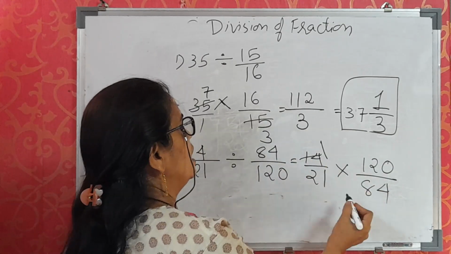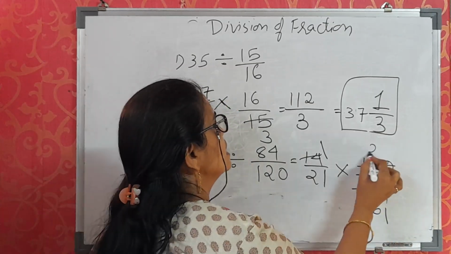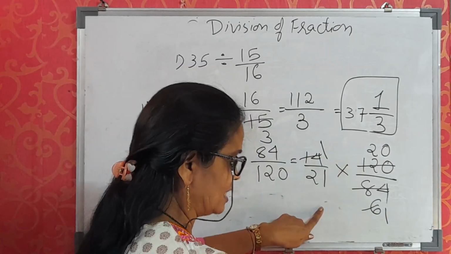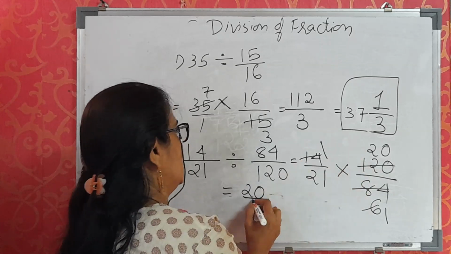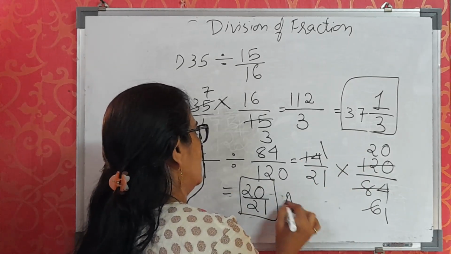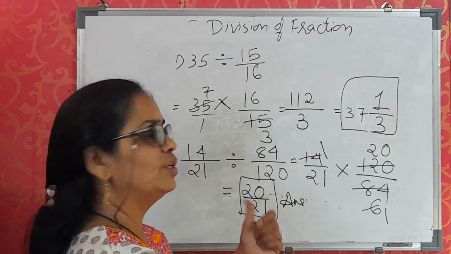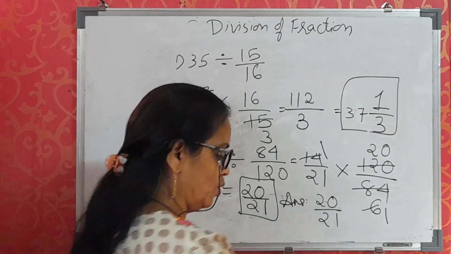14 ones are 14, 14 6s are 84. 6 ones are 6, 6 2s are 12 and 1 0. Now, is there any further cancellation? No. So your answer will be 20 ones are 20, divided by 21 ones are 21. So this is your final answer. Since it is a proper fraction, no conversion into a mixed fraction. So your final answer is 20 upon 21.